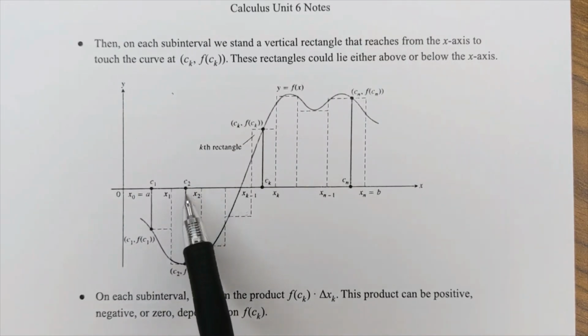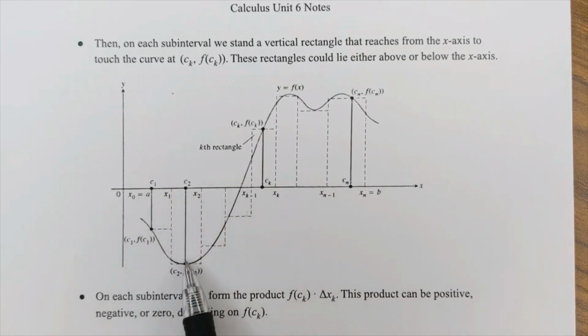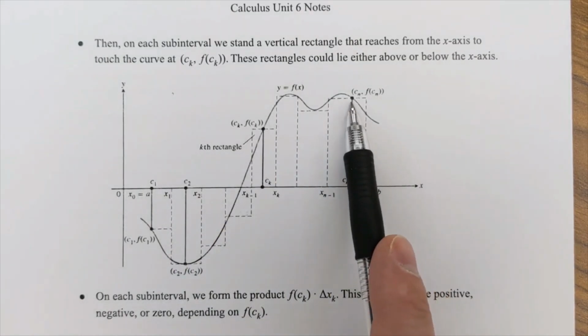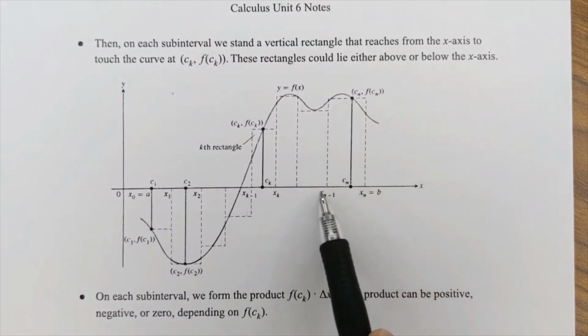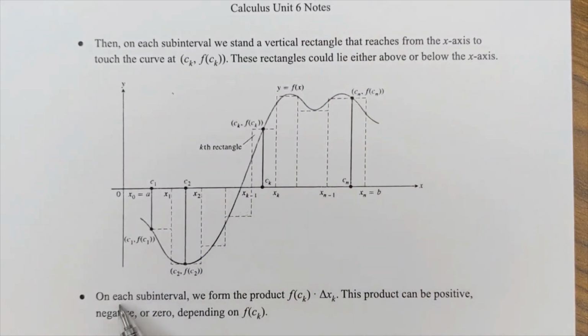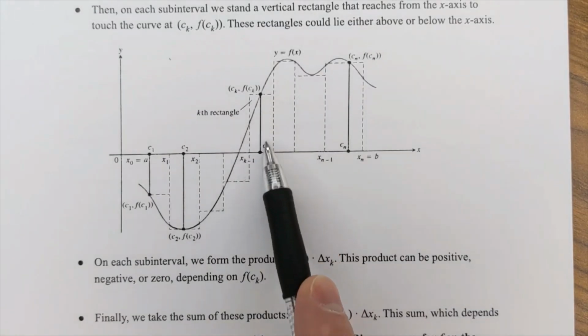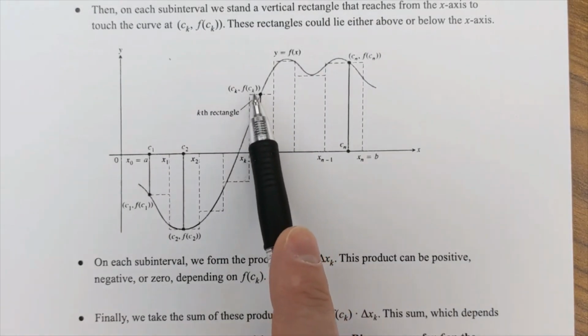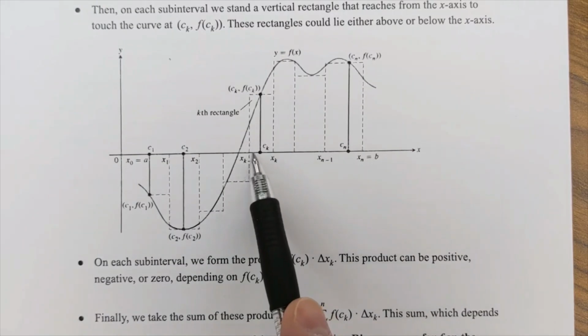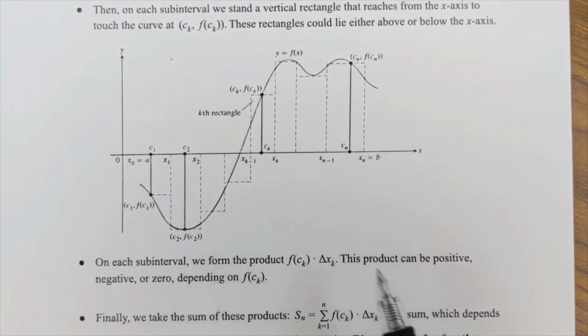So your c value determines how tall your rectangle is. If c is on the left edge, it's the left; if it's in the middle, it's the middle; but it could be some odd thing like here, where the c value for this interval is not left or right or middle, it's slightly to the right. So in each subinterval, we form the product f of c sub k, that's the height of the rectangle, because f of c is the y value, and then delta x is the width of the interval. That's how you find the area of a rectangle.